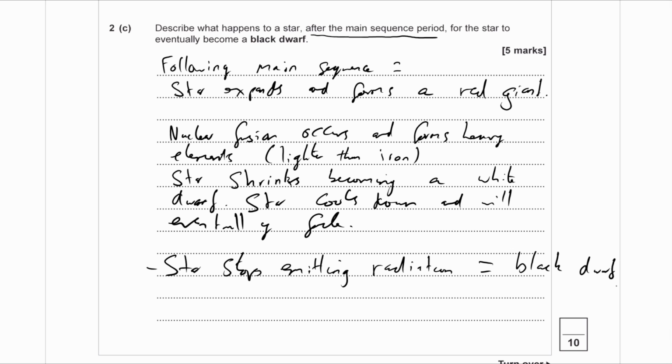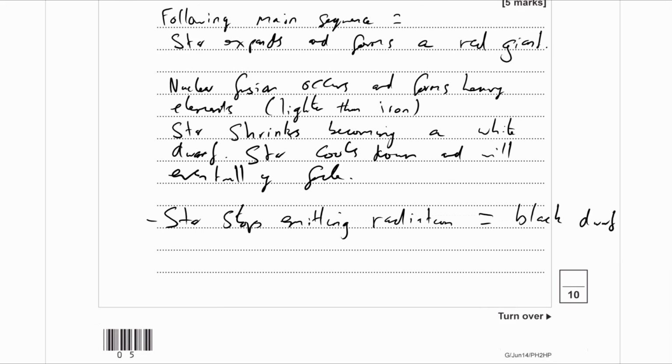What you really need to say is that the star expands originally to become a red giant. Then nuclear fusion occurs, which causes the star to then shrink and form a white dwarf. And when it cools down and radiation isn't emitted anymore, you get a black dwarf. And that is question 2C.